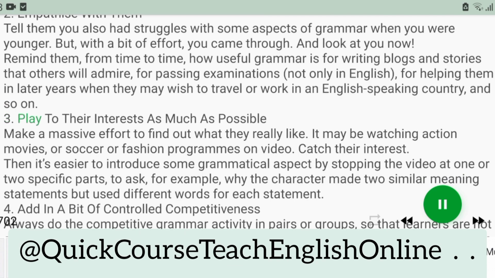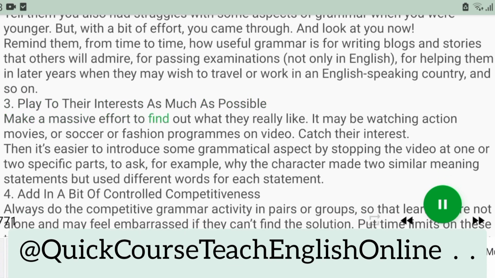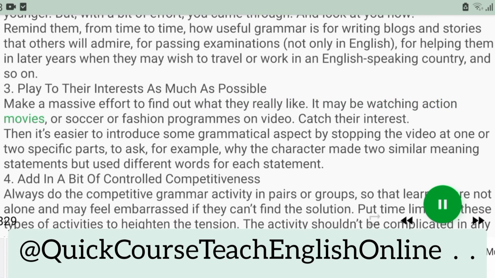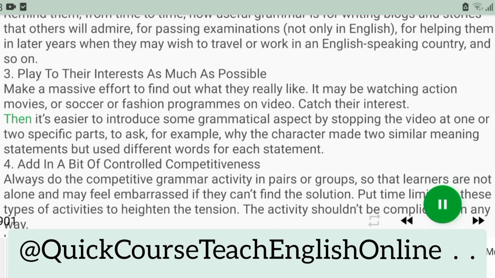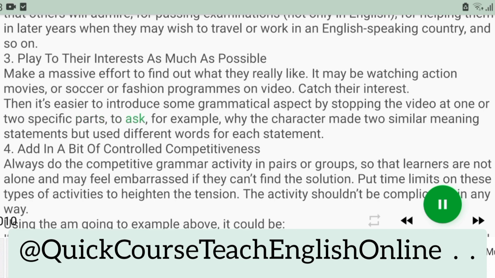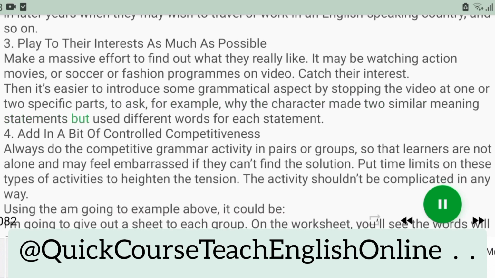3. Play to their interests as much as possible. Make a massive effort to find out what they really like. It may be watching action movies, or soccer or fashion programs on video. Catch their interest. Then it's easier to introduce some grammatical aspect by stopping the video at one or two specific parts, to ask, for example, why the character made two similar meaning statements but used different words for each statement.